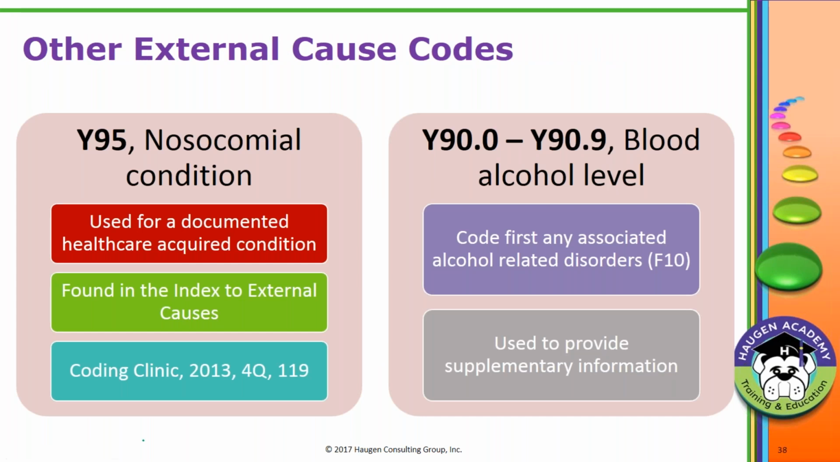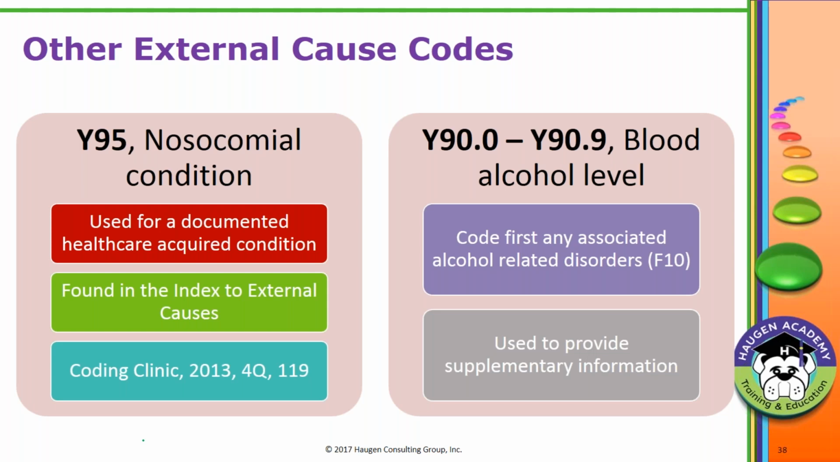We do have other external cause codes at the end of your external cause coding. So there is a really unique code, the Y95 code. We often forget that this one is there for nosocomial conditions. This code is used as an additional code when the provider documentation indicates that the patient's infection originated during the hospitalization or it was healthcare associated. There is actually a Coding Clinic on this topic, Coding Clinic 2013, fourth quarter, and I gave you the page number here as well.